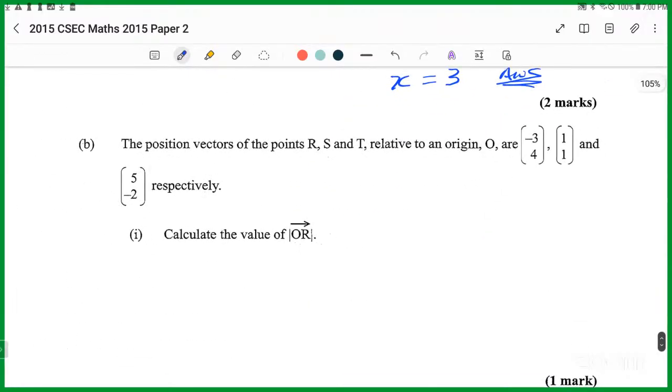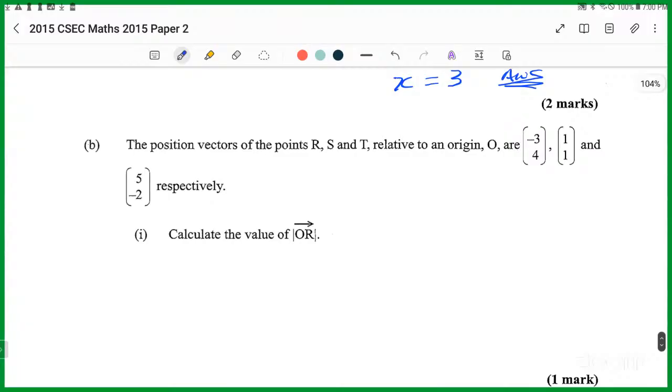Then we come to part B, which is vectors. It says the position vectors of R, S, and T relative to an origin O are these. Those are the 3 position vectors. Alright? You want the modulus of OR, which of them is the first one?